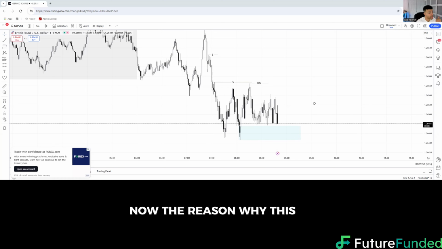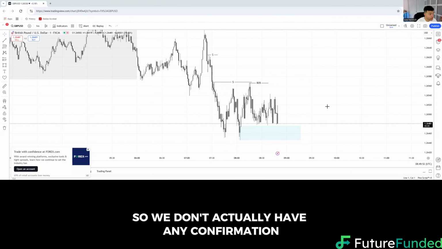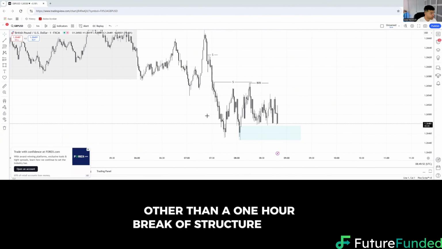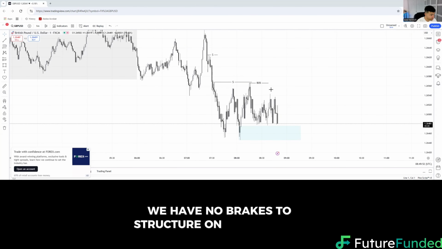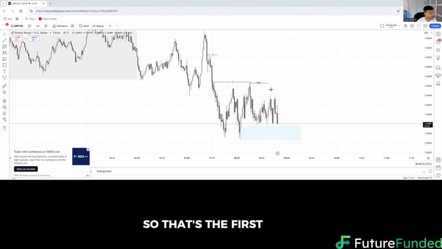Now the reason why this is an issue for me is because on the 5-minute we have no break of structure to the upside, so we don't actually have any confirmation other than a 1-hour break of structure to the downside, remember. So we don't actually have any confirmation to go up. We have no breaks of structure on the 5-minute. Okay, so that's the first issue.